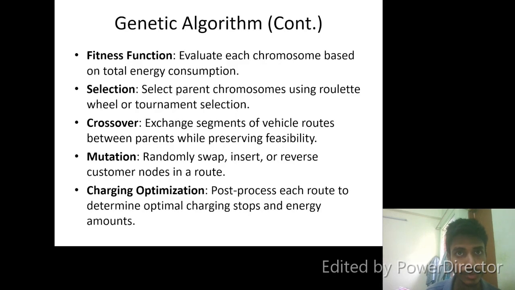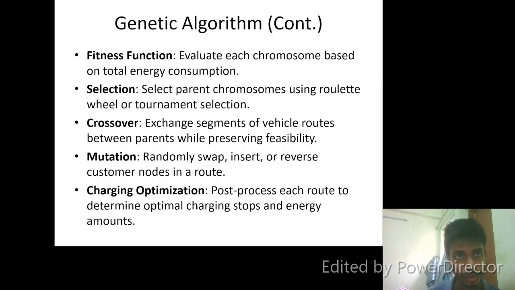The core of the GA lies in its evolutionary operators. First, each solution or chromosome in the population is evaluated using a fitness function, which in our case primarily measures the total energy consumed. Lower energy means higher fitness. Then, parent chromosomes are selected based on their fitness, often using methods like roulette wheel or tournament selection, giving better solutions a higher chance of reproducing.